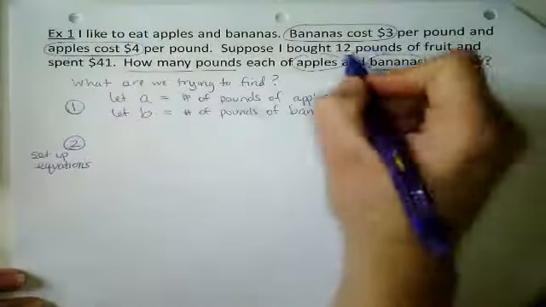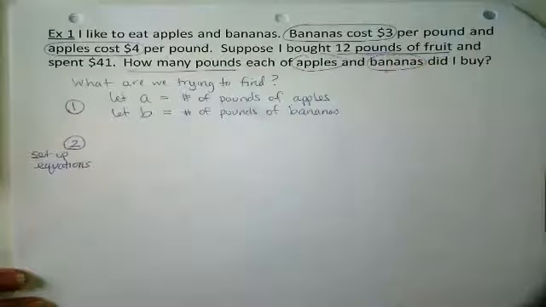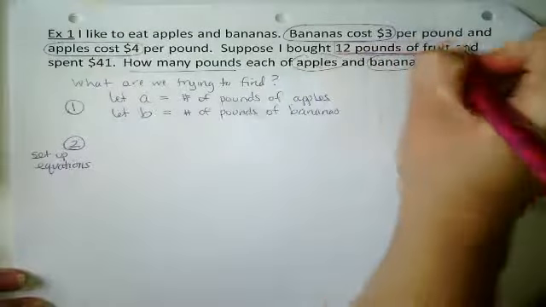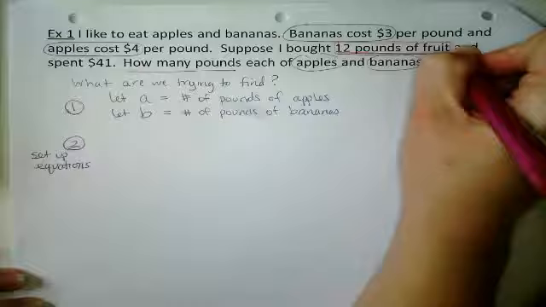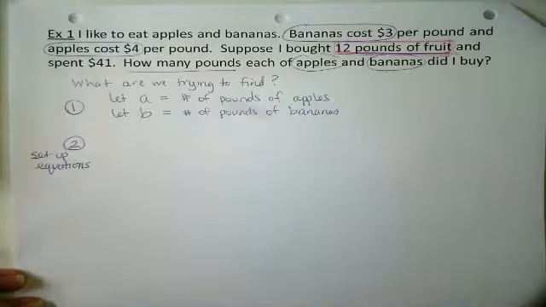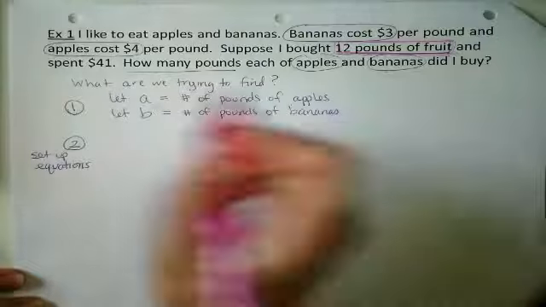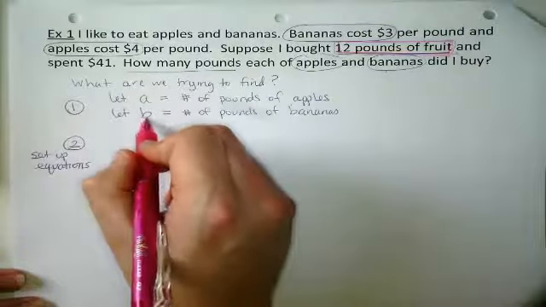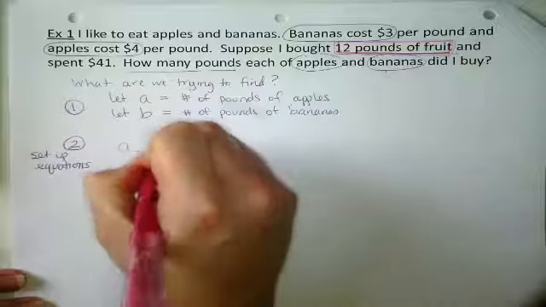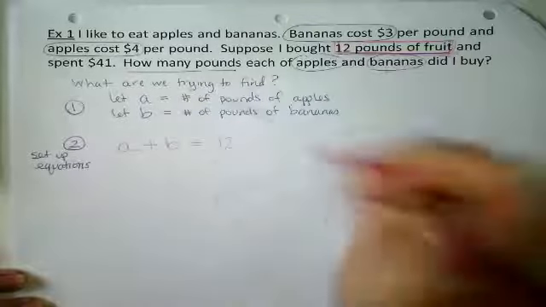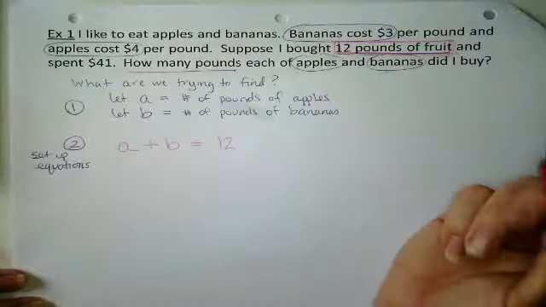Suppose I bought 12 pounds of fruit. I'm going to use a different color for that. 12 pounds of fruit. That's one equation. So if I'm only buying apples and bananas, special trip to the store, I bought 12 pounds of fruit. Well, I bought two different types of fruit. I bought apples and I bought bananas. I bought so many pounds of apples and so many pounds of bananas for a total of 12 pounds of fruit. All right.